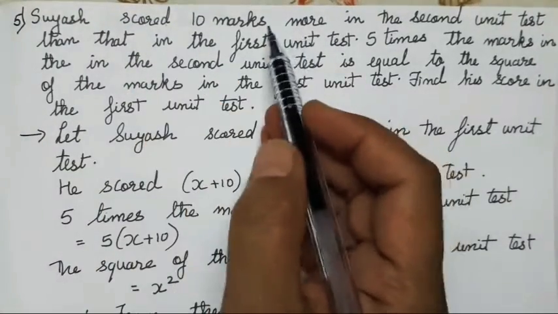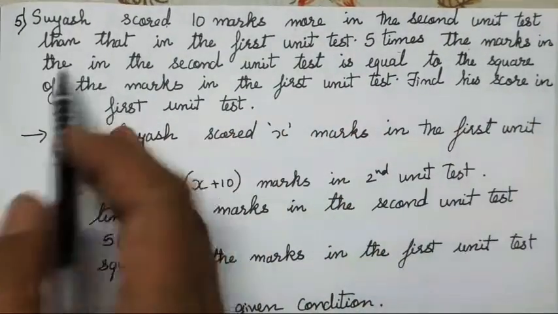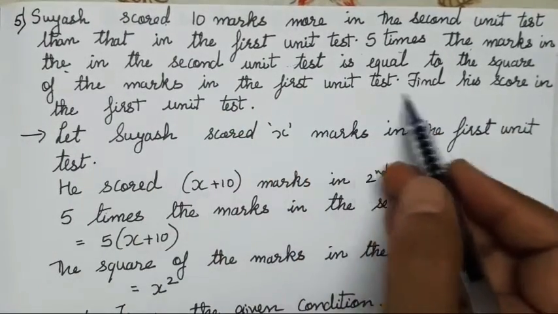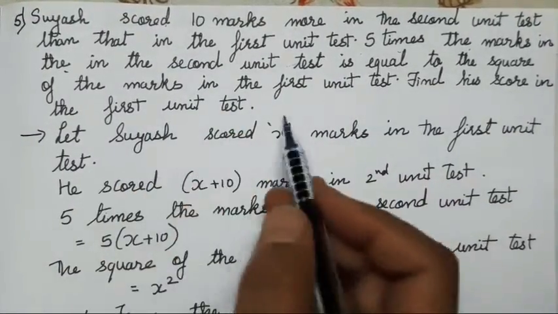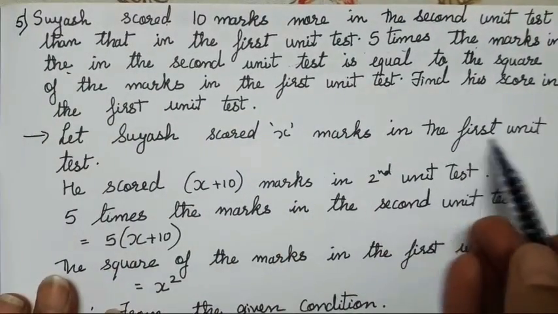Suyesh scored 10 marks more in the second unit test than in the first unit test. 5 times the marks in the second unit test is equal to the square of the marks in the first unit test. Find his score in the first unit test. So what we have to find? We have to find score of first unit test.